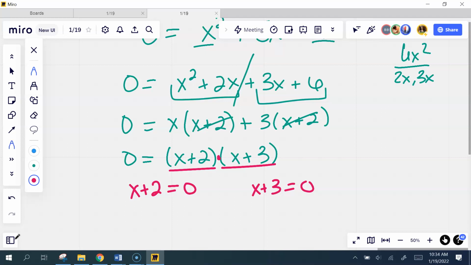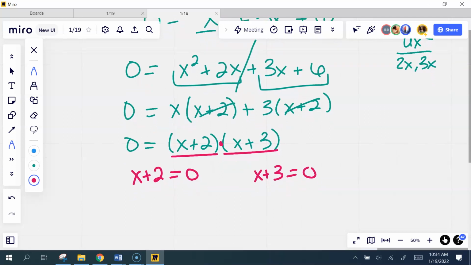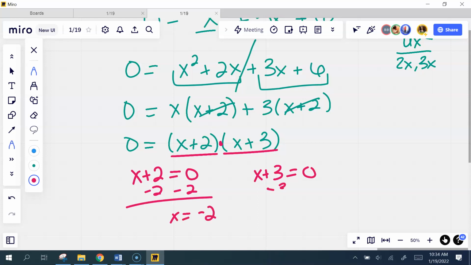Yes. So now I have two easier linear equations that I can go through and solve, and I can find the answers. And here, of course, I would just subtract 2. And here I would subtract 3.